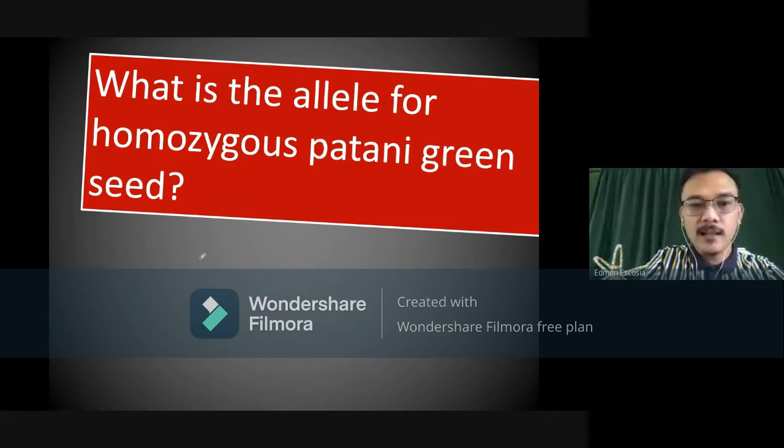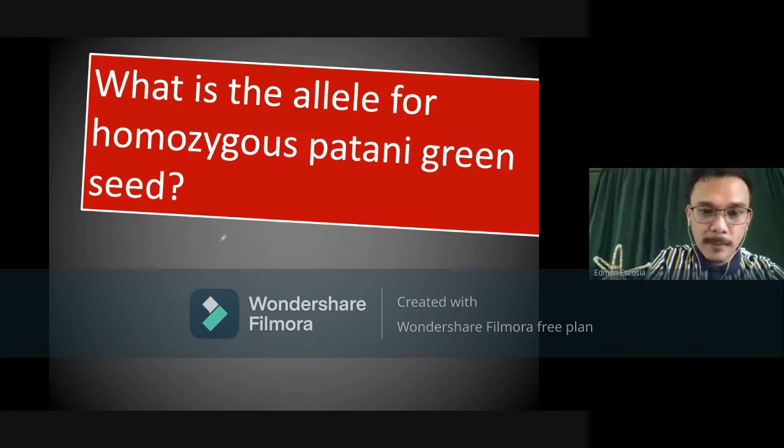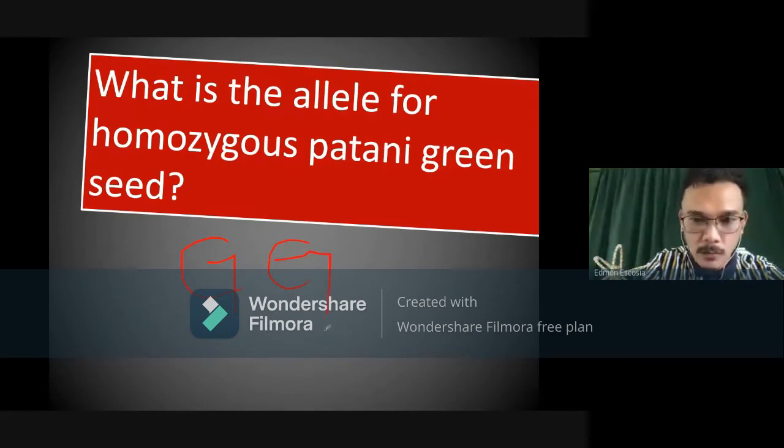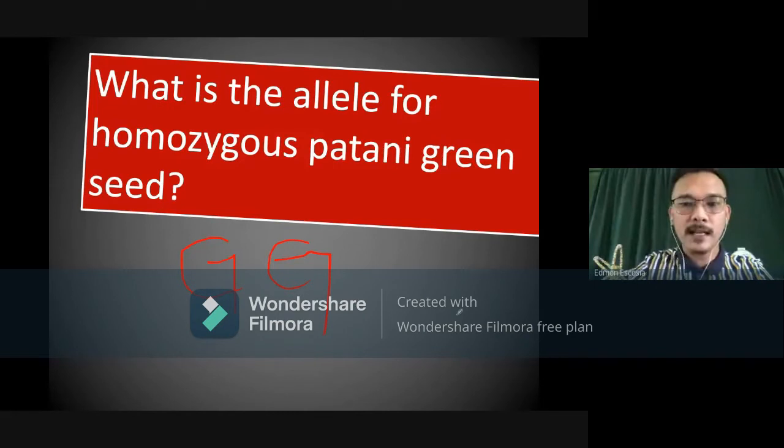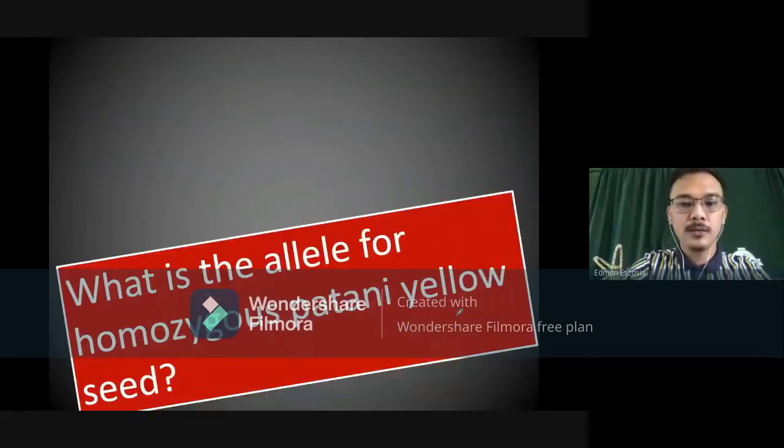As I have said, homozygous means they are made up of the same letters. And green is the dominant trait, so we symbolize that with capital letters. So it's capital G and another capital G, since this is homozygous. So this is the allele now for the homozygous pattani green seed, capital G and capital G. Let's proceed to the next.